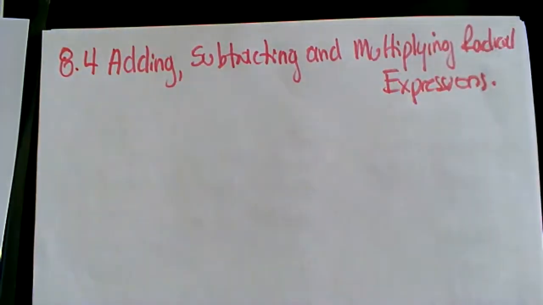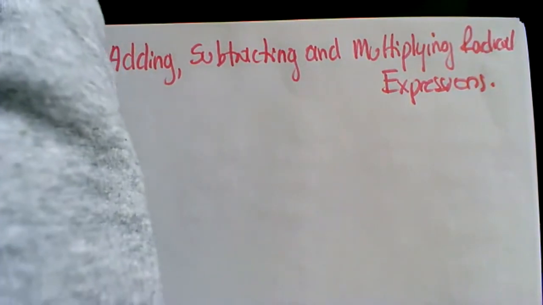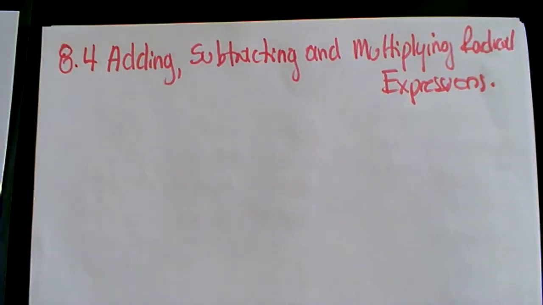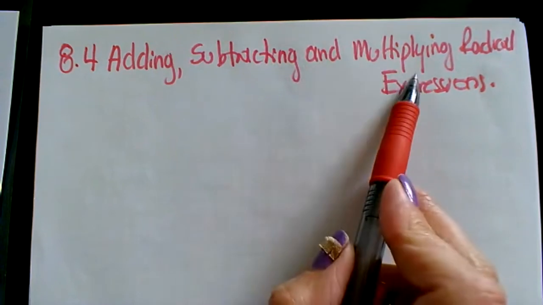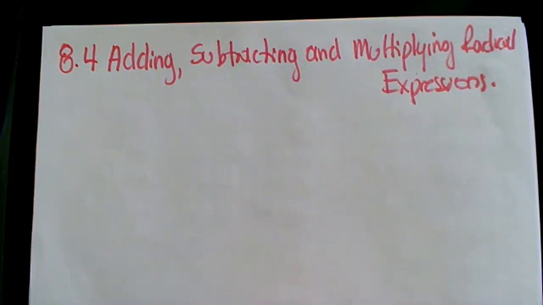So let's do it. We're going to start with 8.4, adding, subtracting, and multiplying radical expressions. Adding and subtracting radical expressions is very similar to adding terms in a polynomial. We combine like terms where we can.